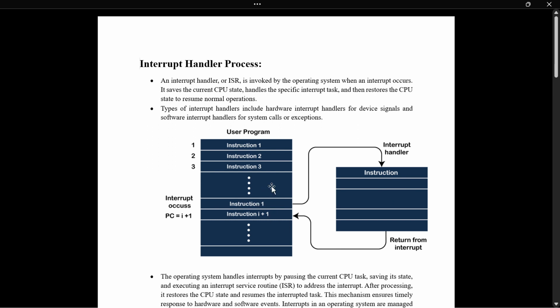So the code is divided into a few steps. Instructions 1, 2, 3 are the instructions passed during the code. Instruction 1 has an interrupt, which is sent through the interrupt handler, and the handler sends the output, which is called instruction I plus 1. So this is the updated version of the particular instruction.